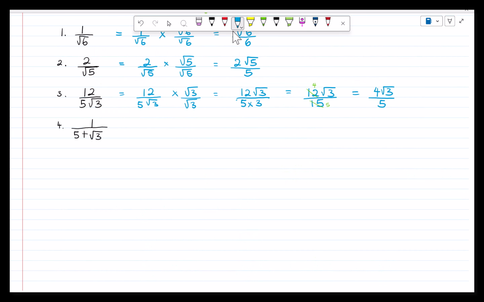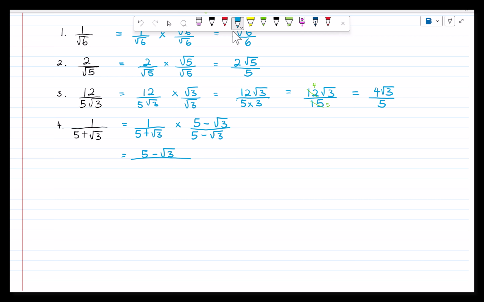Number 4, we have 1 over 5 plus root 3, which we are going to rationalize by saying 1 over 5 plus root 3. And because we have a plus, we're going to multiply by 5 minus root 3 over 5 minus root 3. And multiplying the numerators together, we get 1 times 5 minus root 3. That leaves us with 5 minus root 3 all over 5 plus root 3 multiplied by 5 minus root 3.